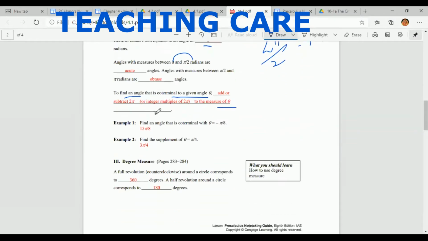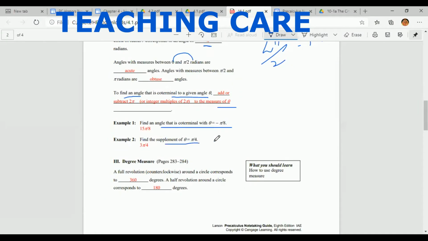For example, see this. Find an angle that is coterminal with theta equals negative pi upon 8. Here they have given negative pi upon 8. You need to add or subtract 2 pi to measure the angle of theta. So what will you do here? Can you guess, George? It's 45. Yes, right. Okay. Next one.